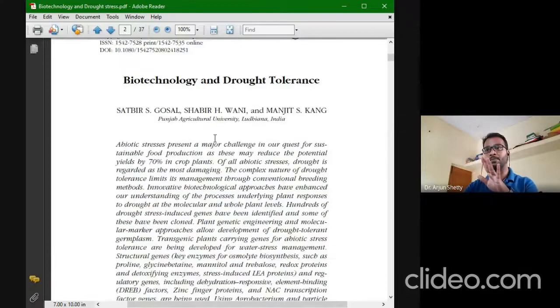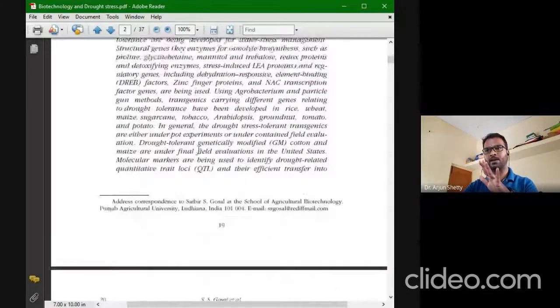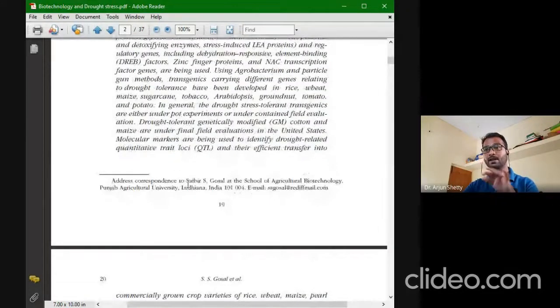Next, this is the abstract, as I already told you. Next, just see the corresponding author. As I already told you, one should have a corresponding author, who handles the communication between the journal as well as the other authors. So these are the corresponding address details.